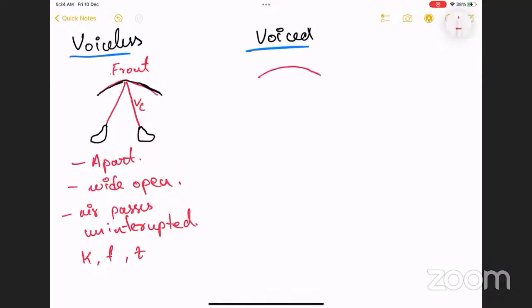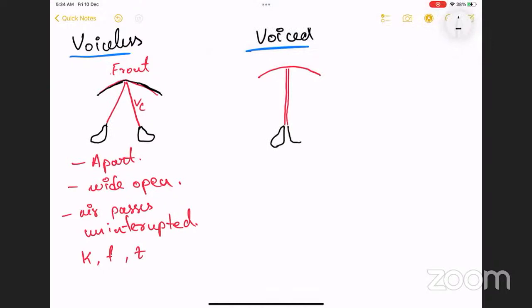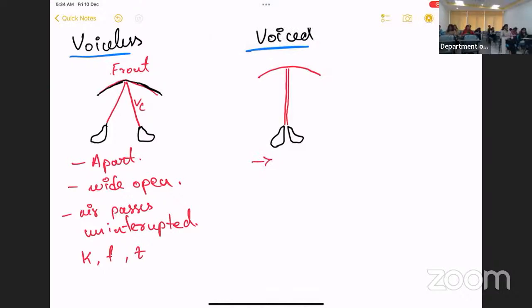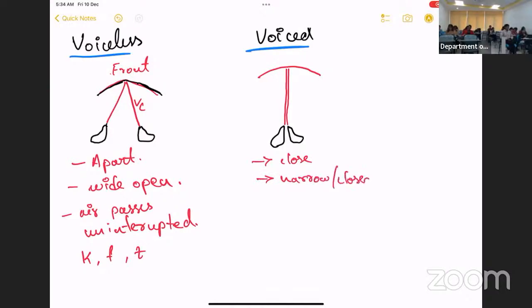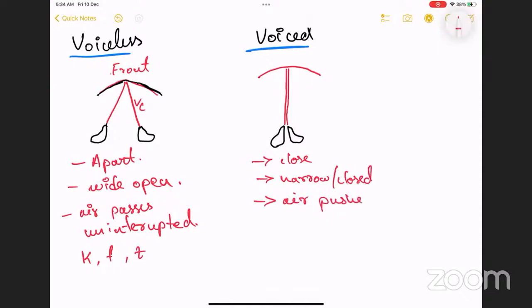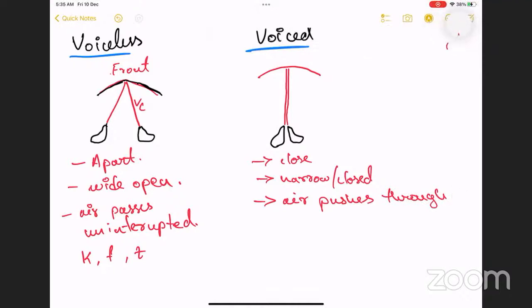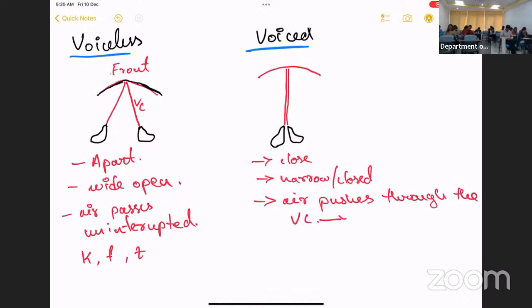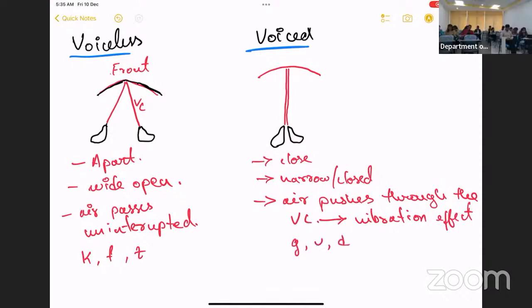Okay. Now, if I take the other one, for example, in voiced, what happens is the vocal cords will remain closed like this. And you have two cartilages attached over here. Now, in this case, are the vocal cords far apart? No, they are close. And the space is narrow or completely closed. And what happens to the air? If it has to come out, air pushes through the vocal cords. Now, when the air pushes through the vocal cords, it produces a vibration effect. Can we feel this vibration effect? Yes, 100%. When we say ga, va, the, z.